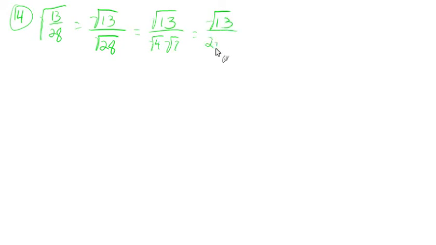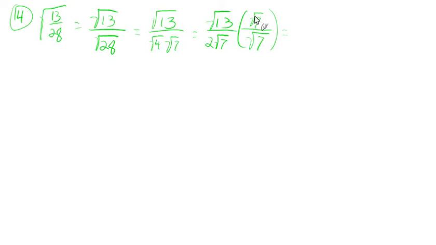2 root 7. And we can't simplify this anymore, and we don't like it. Not that you can't have a square root in the denominator, but we don't like it as a math tradition. So we'll multiply by the square root of 7 so that the square root of 7s will cancel each other out, and we'll just be left with 7.